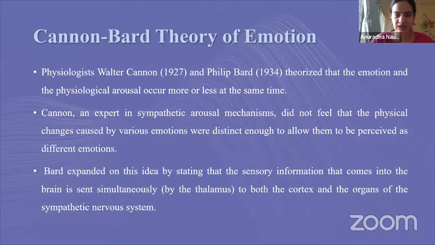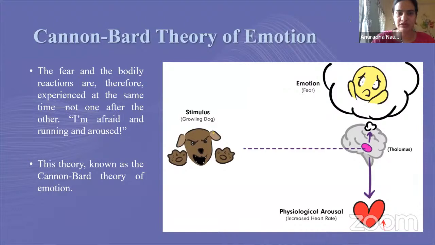Bard expanded on this idea by stating that the sensory information that comes into the brain is sent simultaneously to both the cortex and the organs of the sympathetic nervous system. Cannon-Bard theory of emotion: the fear and the bodily reactions are experienced at the same time, not one after the other. I'm afraid and running and aroused. I'm looking at the growling dog and then I'm running, and at the same time I'm experiencing that my heart rate is increasing. It is not happening one after the other. It's happening simultaneously as I'm experiencing the event. This theory is known as the Cannon-Bard theory of emotion.